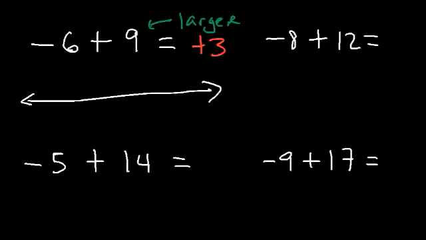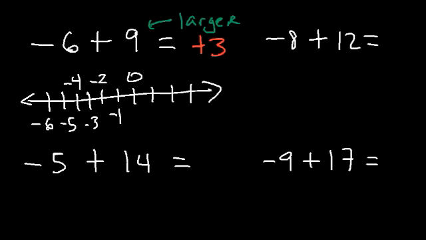Using the number line, if we start with negative 6, and if we go 9 spaces to the right, 1, 2, 3, 4, 5, 6, 7, 8, 9. This will be negative 5, negative 4, negative 3, negative 2, negative 1, 0, 1, 2, 3. Negative 8 plus 12, that's going to equal positive 4. Negative 5 plus 14, that's 9. And negative 9 plus 17 will give you 8.